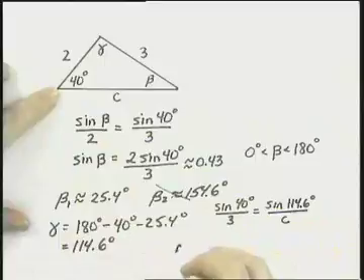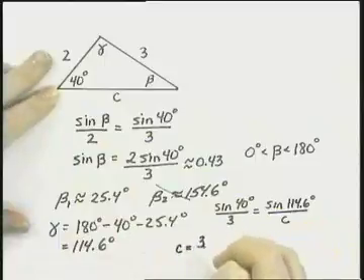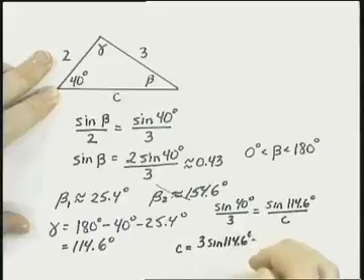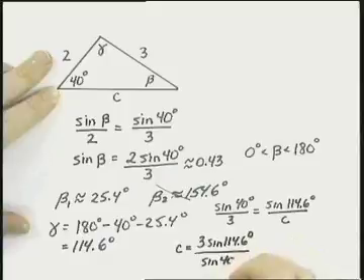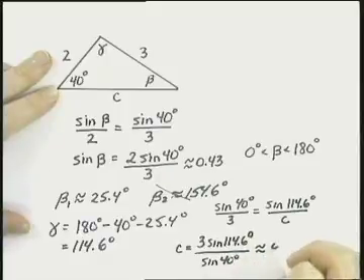We then solve for C. We get that C is going to equal 3 times the sine of 114.6 degrees over the sine of 40 degrees, and we get that C is approximately equal to 4.24.